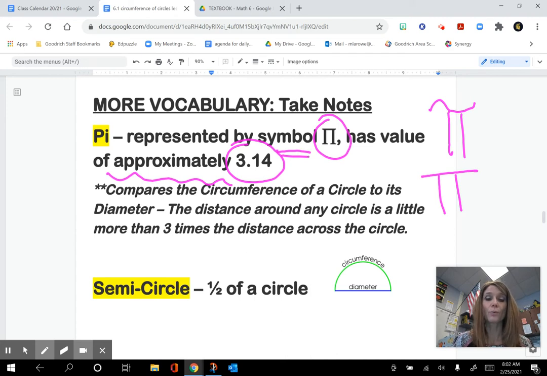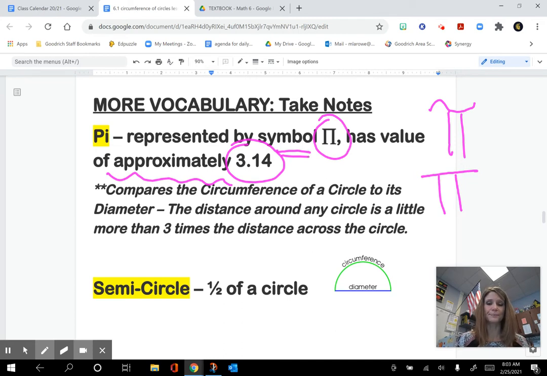So when we're comparing our circumference of a circle to the diameter of the circle, then the measurement is 3 times across plus a little bit of extra. So there's a way that the scientists and mathematicians have discovered the value approximately of pi, and it's by measuring the circle.